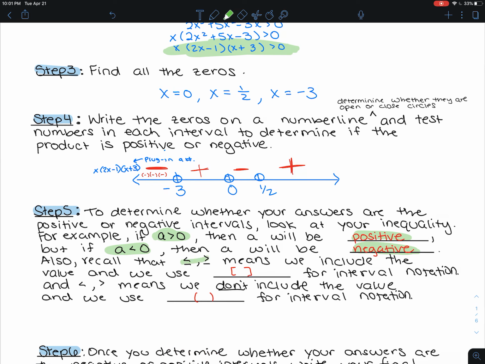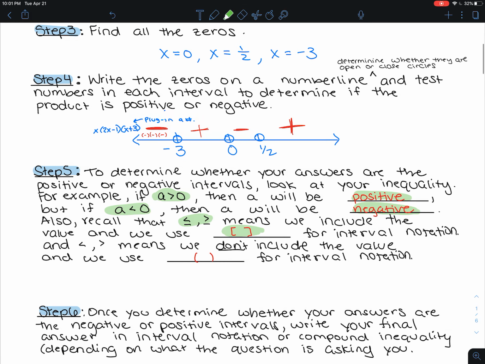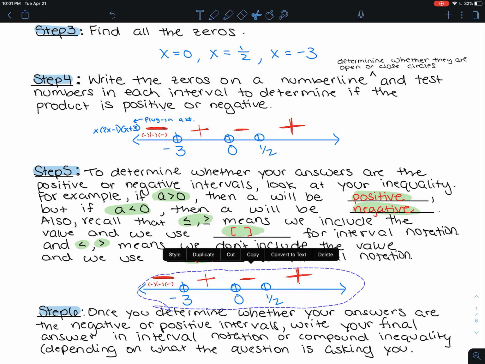And then also keep in mind, and we talked about this a few seconds ago, that if we have less than or equal to and greater than or equal to, that means we include our zeros and we want brackets in our interval notation. But if we have less than or if we have a greater than, we don't include our zeros and we use parentheses. Okay, with that being said, which ones are our answers? Do I want the positive ones or do I want the negative ones? What do you think?